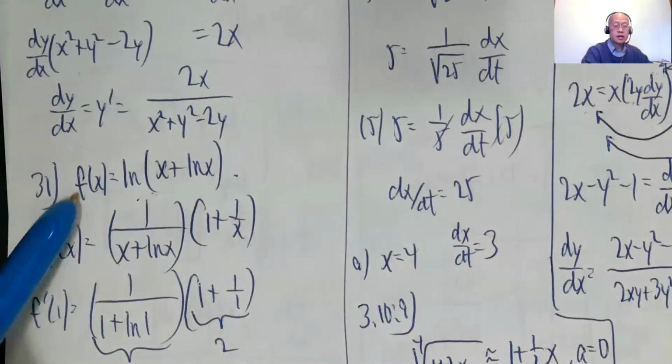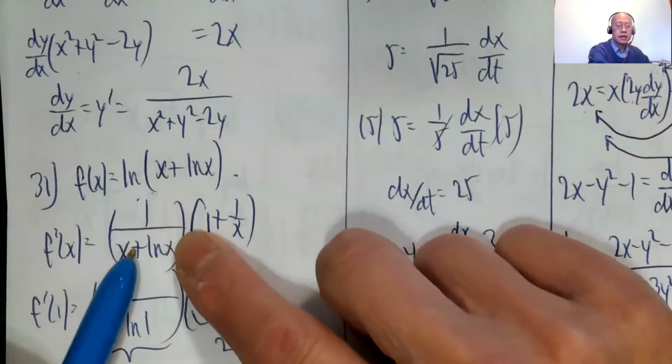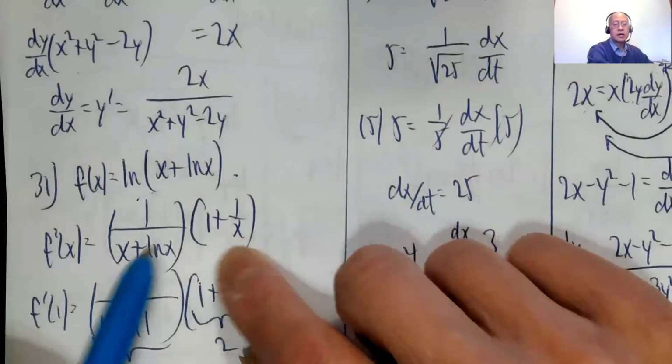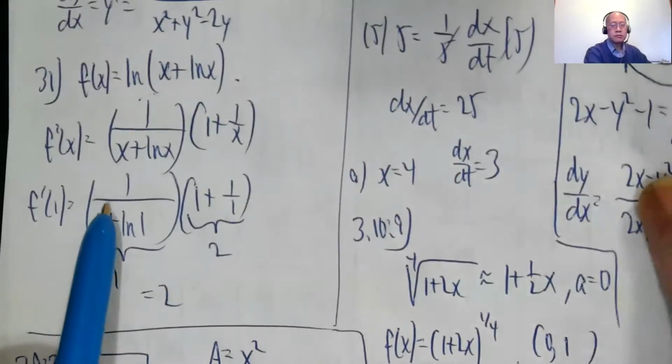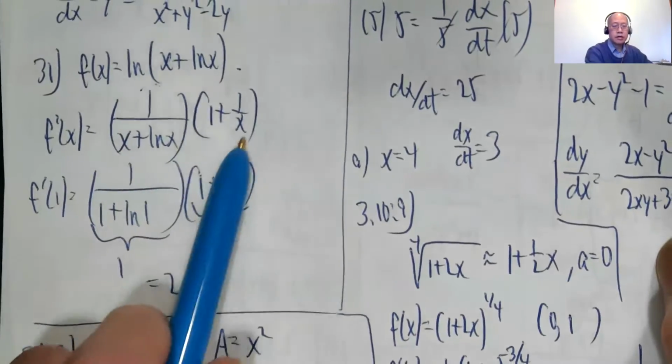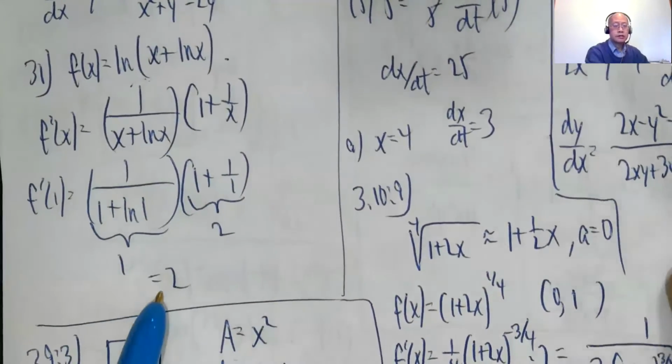31, f of x is ln of x plus ln x. F prime of x is 1 over x plus ln x times the derivative of x plus ln x, which is 1 plus 1 over x. Okay, then I'm going to plug in 1. Put 1 here, here, and here. ln 1 is 0, so that's 1 times 2. Answer is 2.